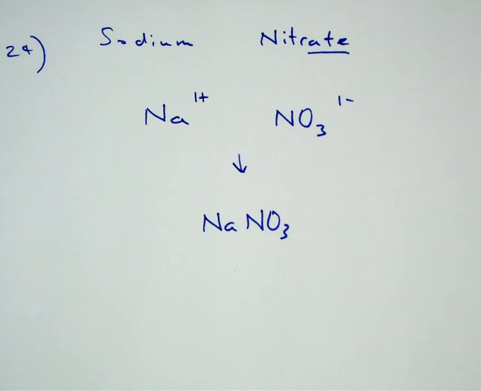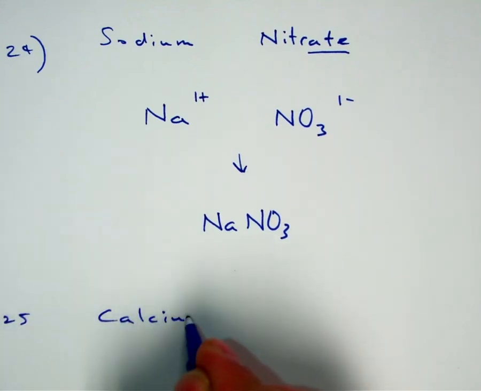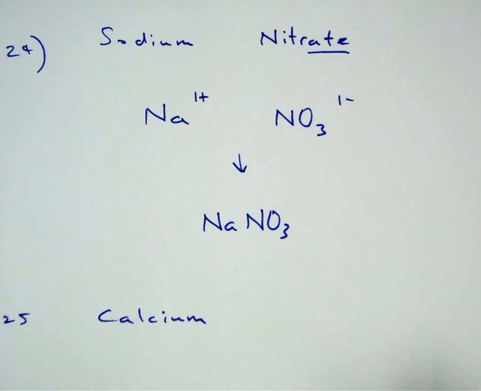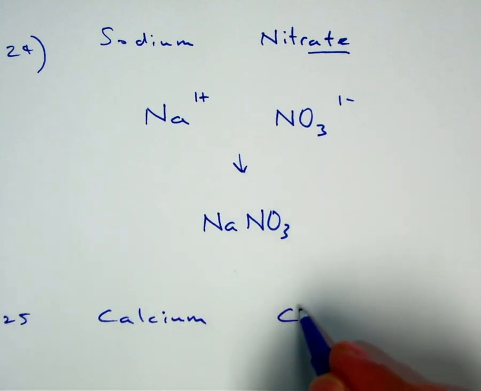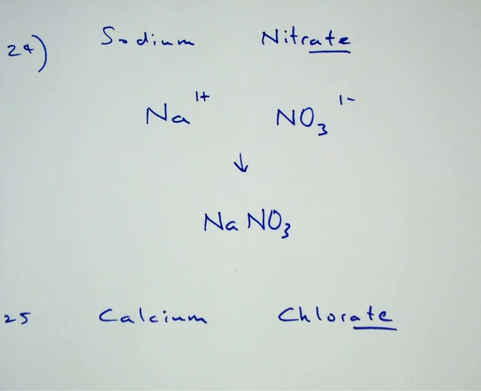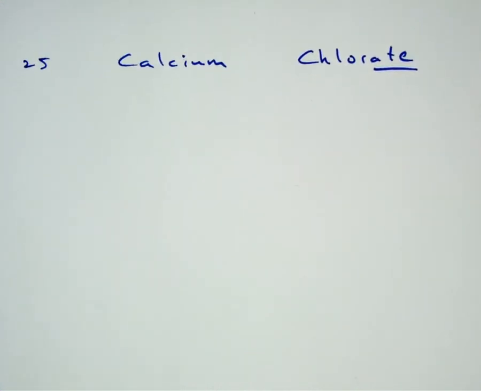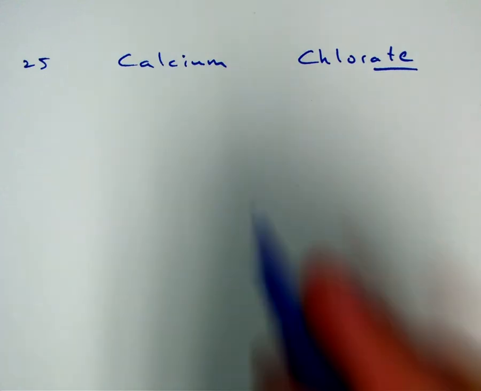Let's look at number 25. All right, we're putting together a calcium ion and chlorate. Again, there's that ATE ending on the end of chlor. So that means you got to go to that table and search around until you find something called chlorate. Cl, right. ClO3.